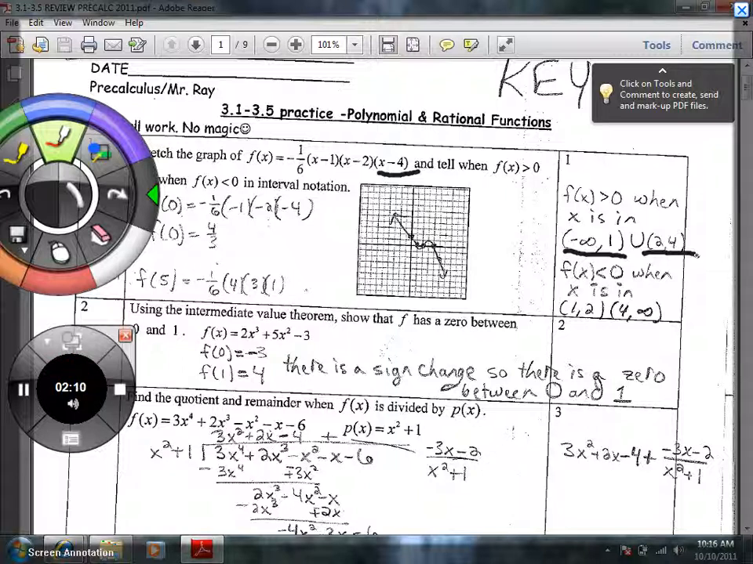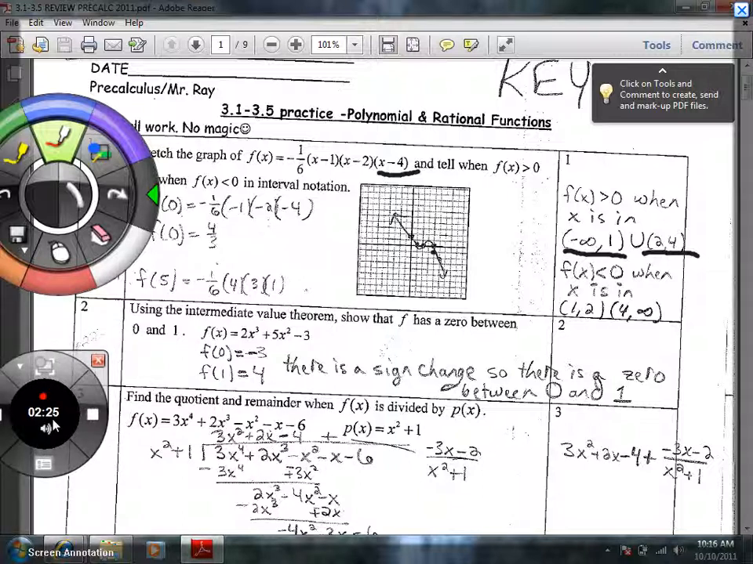And then f of x is less than 0 when x is in the interval from 1 to 2. You can see it's below the x-axis there. And then from 4 to infinity, you can see right here that it's below the x-axis. Okay? Next problem, intermediate value theorem.